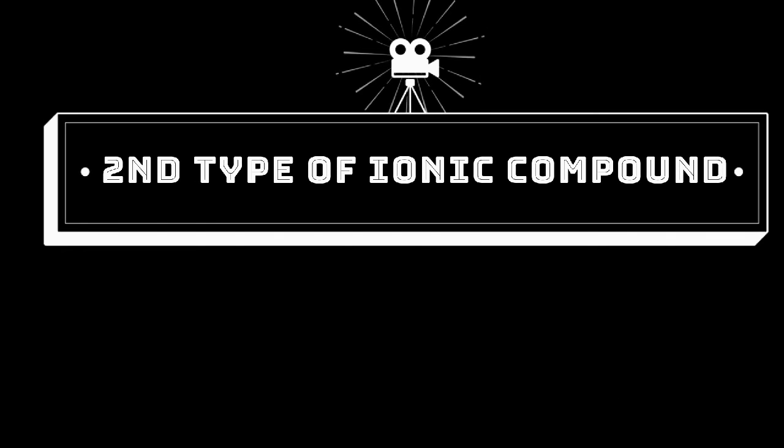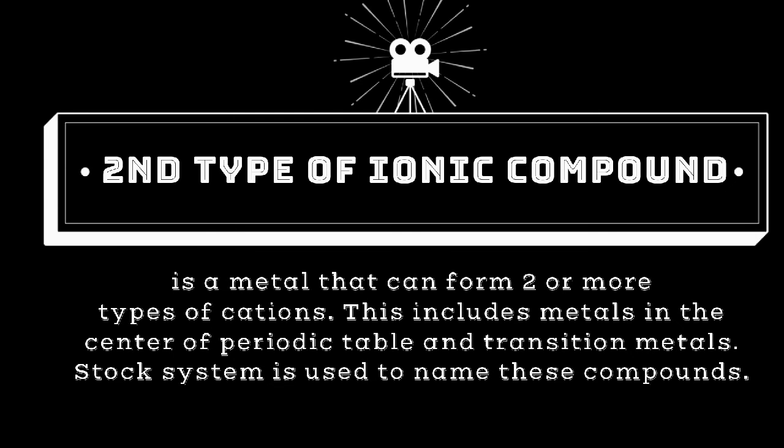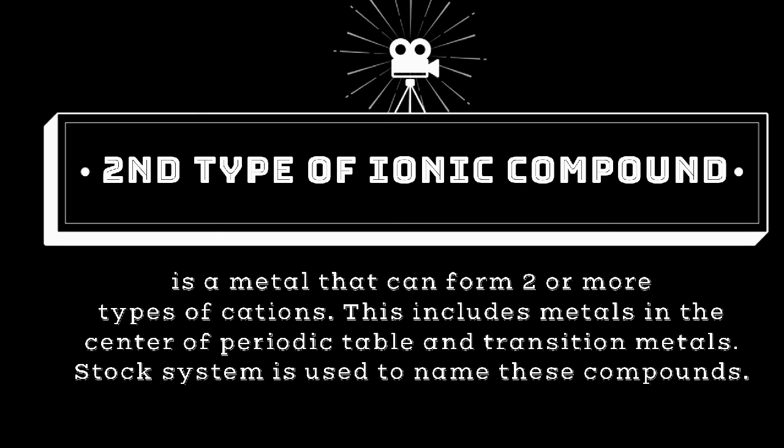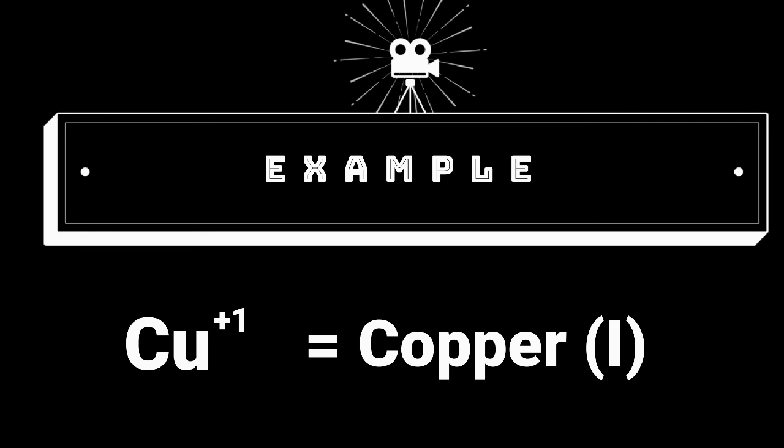The second type of ionic compounds is a metal that can form two or more types of cations. This includes metals in the center of the periodic table and transition metals. The Stock system is used to name these compounds. The given formula is copper with a charge of positive 1. The Stock system name is copper with the Roman numeral 1. Its classical or old name is cuprous.